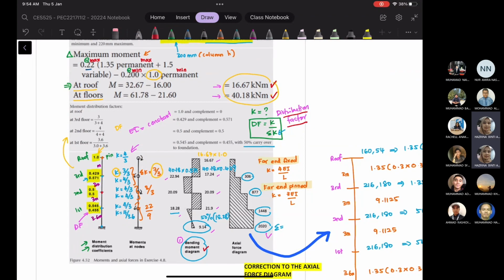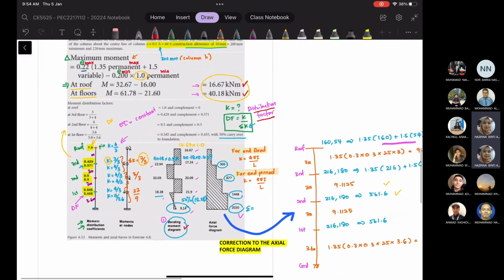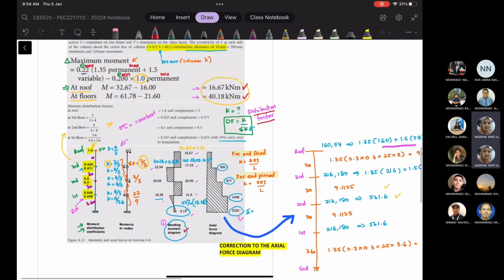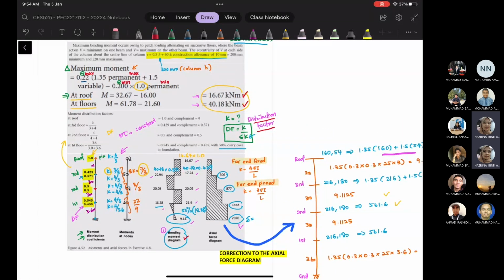Alright, so later you can try to do this one. You can just simply try to calculate, and see how to get the value of the distribution factors.